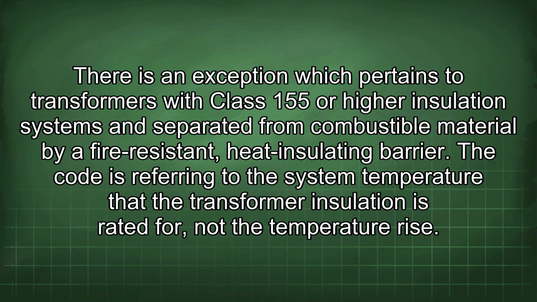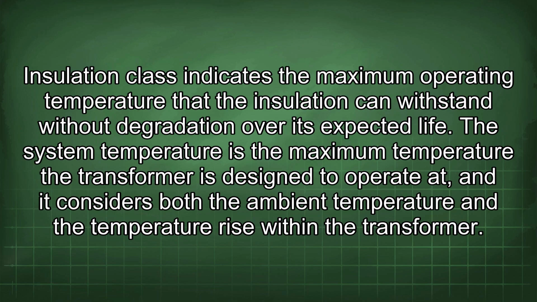There is an exception which pertains to transformers with class 155 or higher insulation systems and separated from combustible material by a fire-resistant heat-insulating barrier. The code is referring to the system temperature that the transformer insulation is rated for, not the temperature rise. Insulation class indicates the maximum operating temperature that the insulation can withstand without degradation over its expected life.